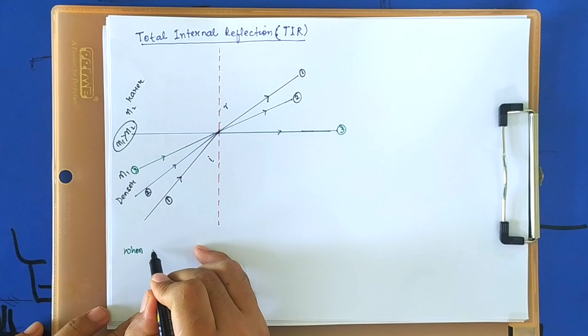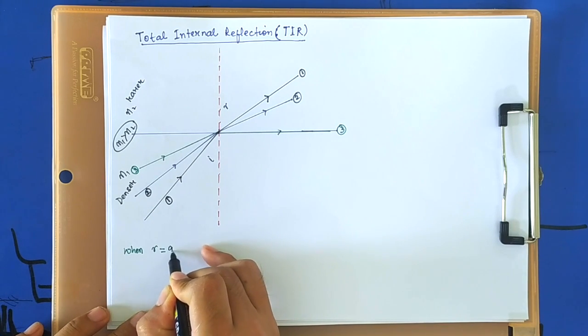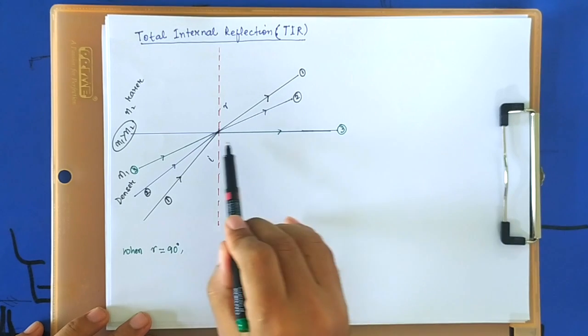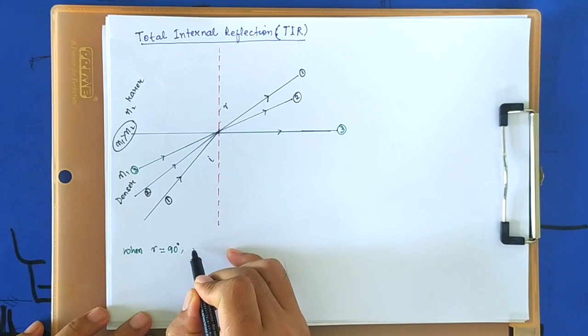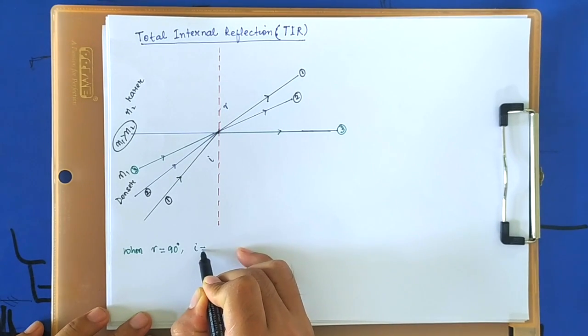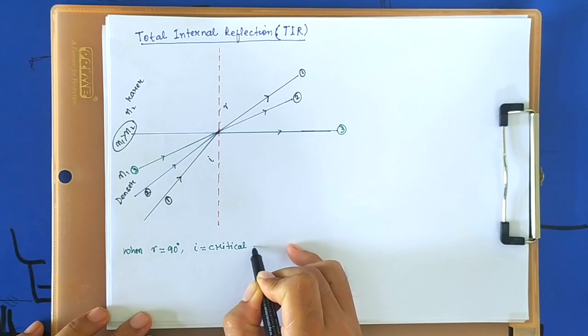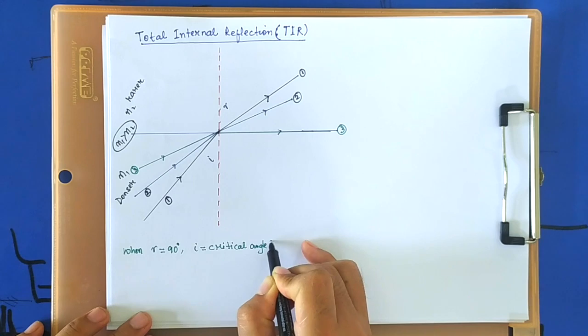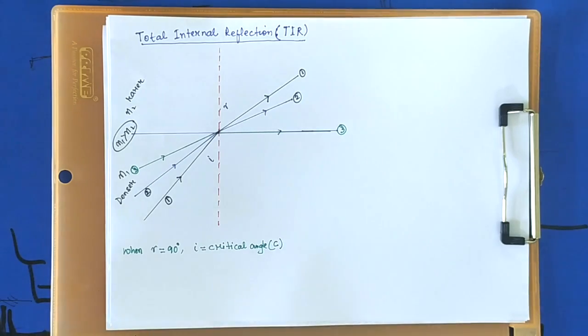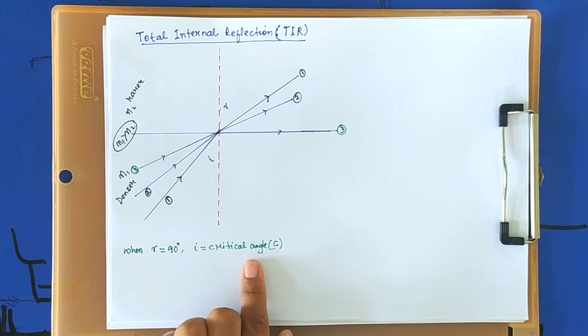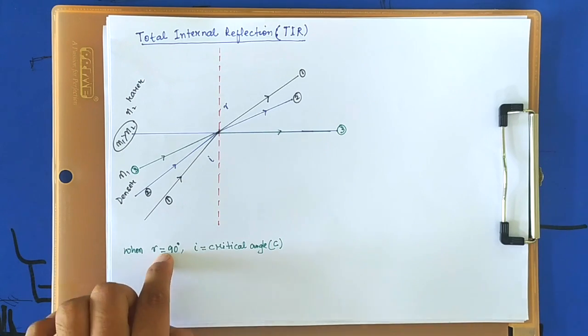When the angle of refraction is 90 degrees, the angle of incidence is equal to the critical angle. What is the critical angle? The angle of incidence for which the angle of refraction is 90 degrees is called the critical angle.